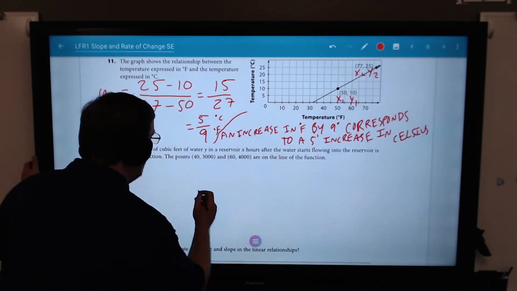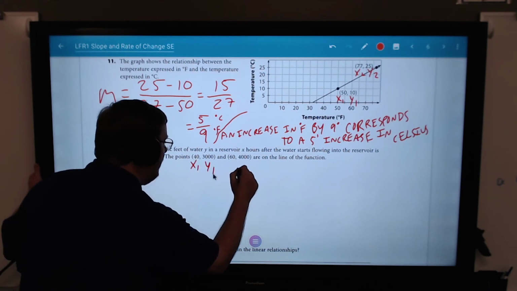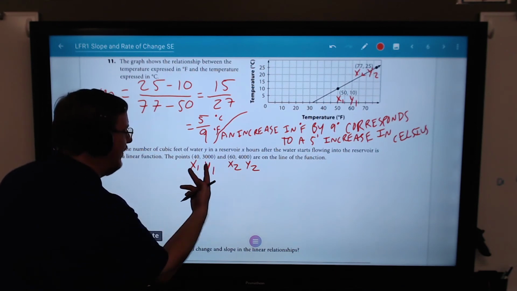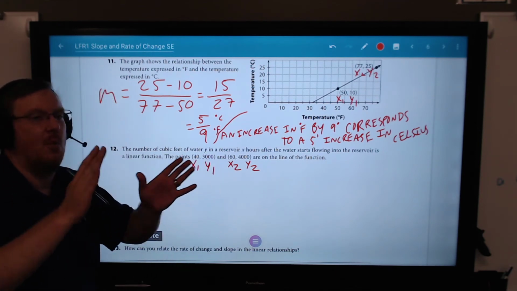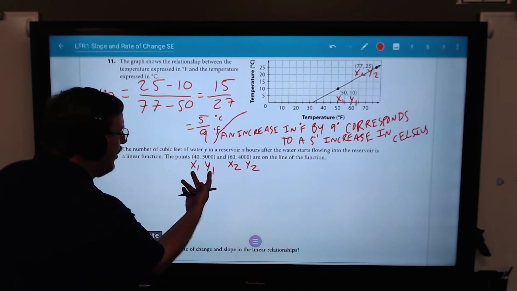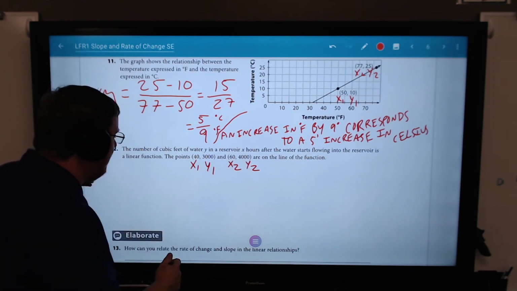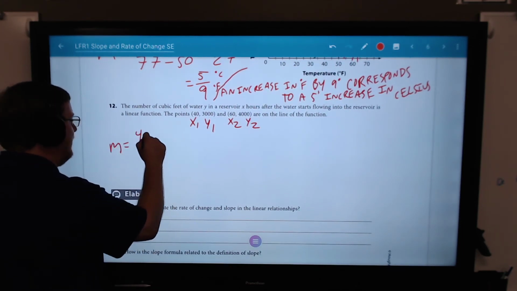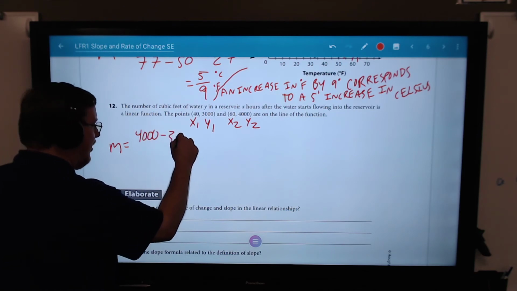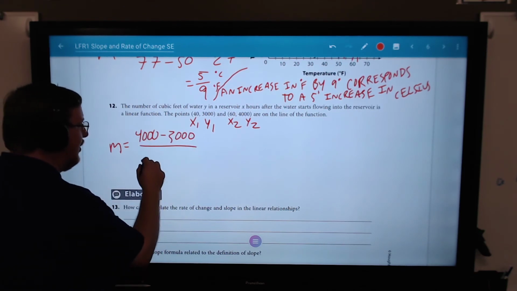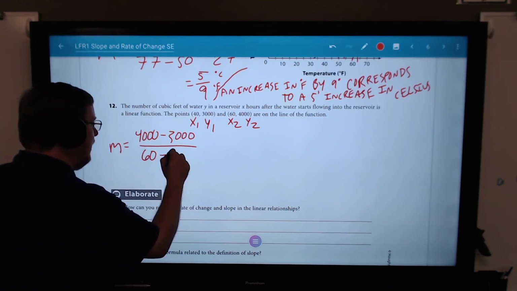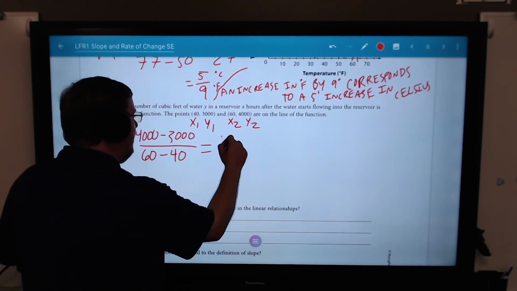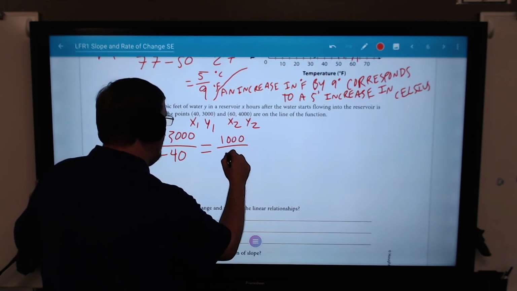So let's go ahead and do this. I'm going to treat this as x1, y1, x2, y2, and it doesn't matter. You could have made this x1, y1 and this x2, y2, as long as you don't mix up the 1s and the 2s. This has to both be 1 or both be 2. So let's do our slope here. M equals y2, so 4,000, minus y1, 3,000, divided by x2, 60, minus x1, which is 40. So let's see what I get. I get 1,000 on top, divided by 20 on bottom.